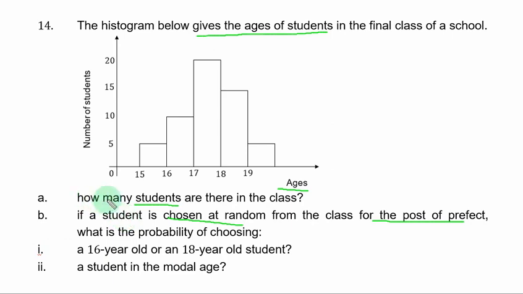To answer the A part of the question, this bar is for students age 15. They are 5 in number. 16 is for 10. 17 for 20. 18 for 15. Then 19 is for 5. You add all together and you get the number of students in the class.